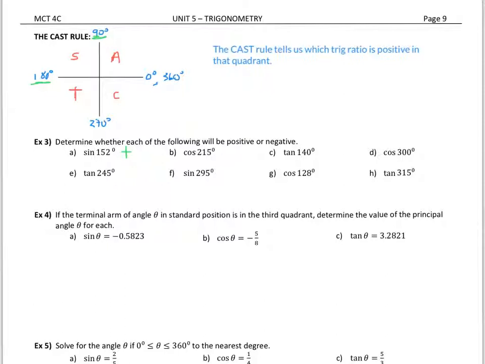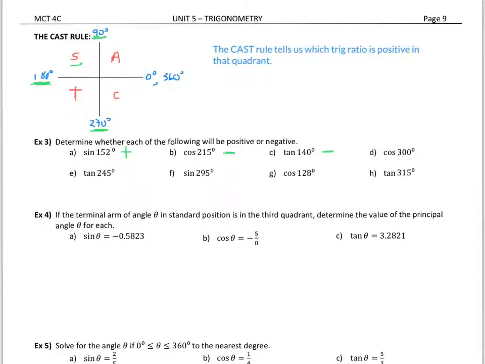The cosine of 215 degrees. Well, 215 degrees lies between 180 and 270, so it's in the third quadrant. My tan ratio is positive in the third quadrant, which then means that my cosine ratio and my sine would be negative. So the cosine of 215 degrees will be negative. The tan of 140 degrees, well, 140 degrees lies in the second quadrant. Only the sine ratio is positive in the second quadrant. That means my tan ratio will be a negative value.